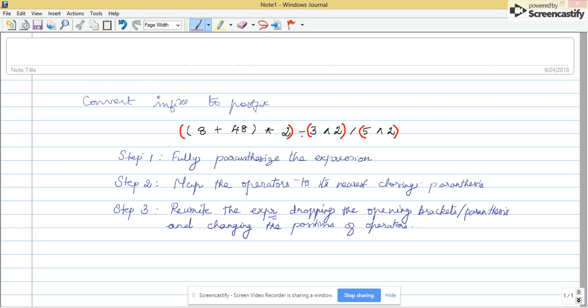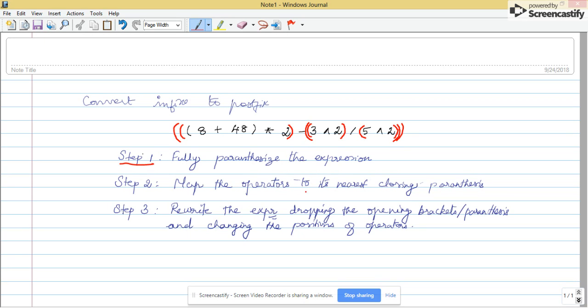And now we are left with two other operators, minus and slash, of which obviously the slash has to be evaluated or applied first. So I just put a bracket over here, and then to fully parenthesize the expression, we just put a bracket considering the other operator minus. So this is the first step. We are done with the first step in that case.